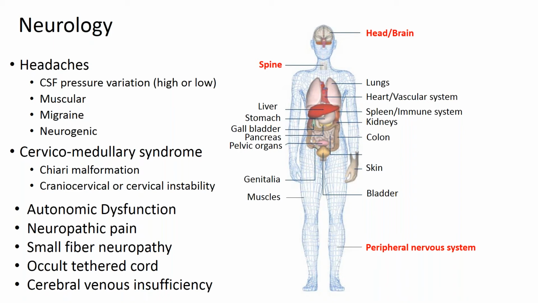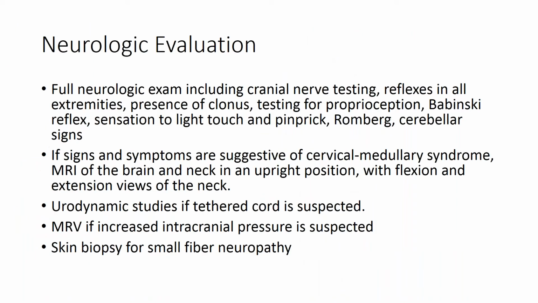There's a phenomenon called small fiber neuropathy, which is seen in some people. This can be a result of an autoimmune phenomenon. Occult tethered cord is a neurologic complication, and cerebral venous insufficiency has also been reported in some of these patients. So the neurologic evaluation includes a full neurologic exam.